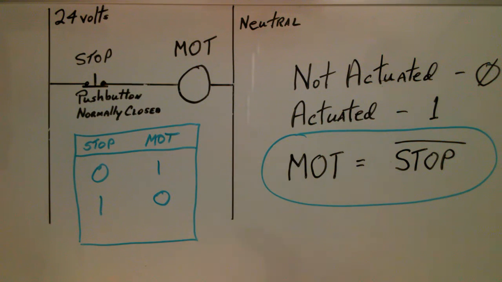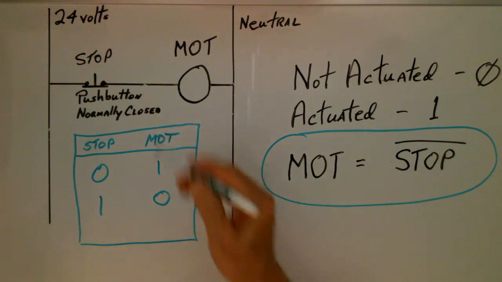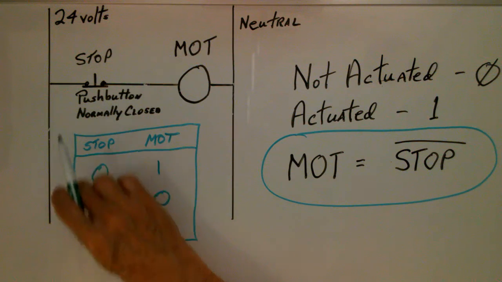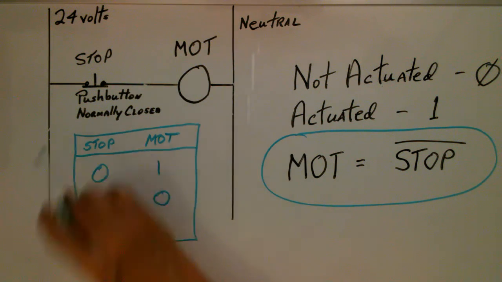Now then, you should be able to rationalize this simply by looking at this very simple circuit and coming up with a truth table for yourself.